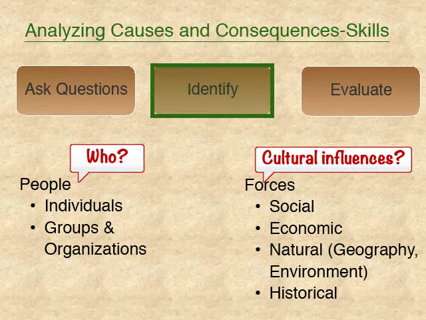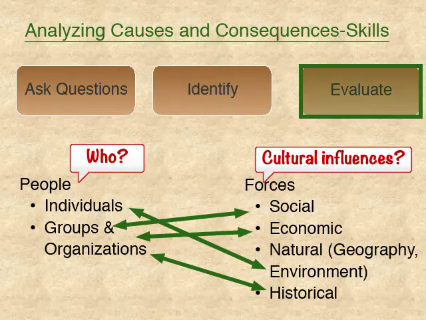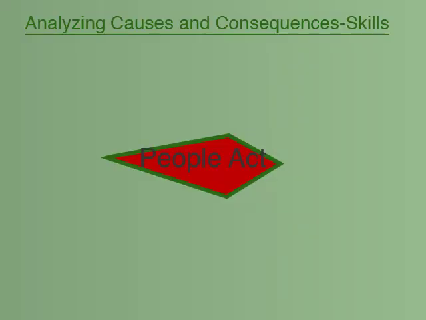Analyzing causes and consequences also requires understanding that people and forces interact with each other, and that interaction needs to be evaluated. This is an illustration of that interaction between people and forces. When people act, of course, they don't transcend their human limitations. They don't act by waving magic wands or operating with infinite possibilities.